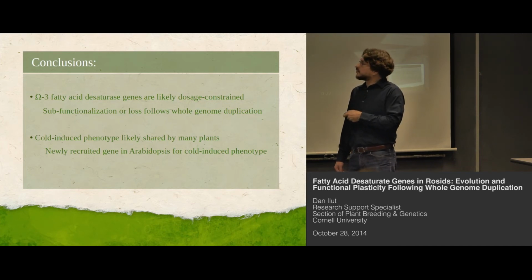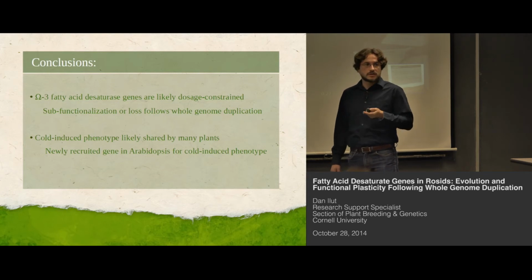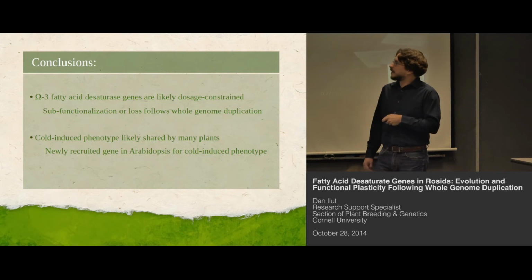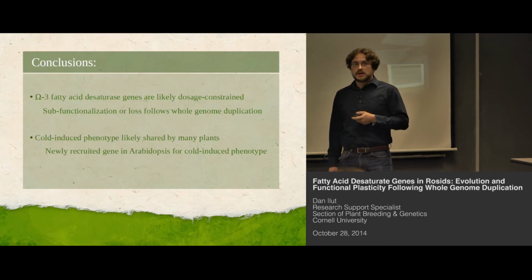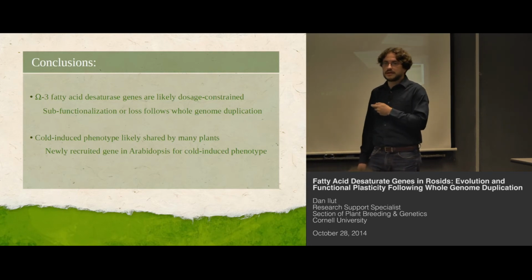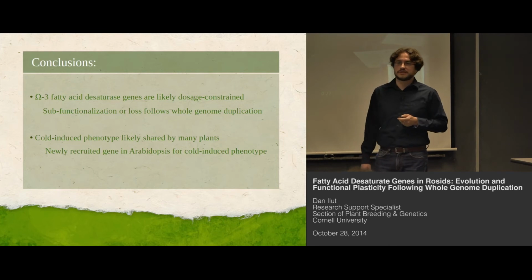And the cold-induced phenotype is likely ancestral to at least the Rosids and shared by the Rosids based on the conservation of those regions and genes in all the plants sampled. And it appears that the gene in Arabidopsis is a newly recruited copy. So I think it's important, if we're looking at a more generalizable control for the cold-induced gene, to look at species other than Arabidopsis.